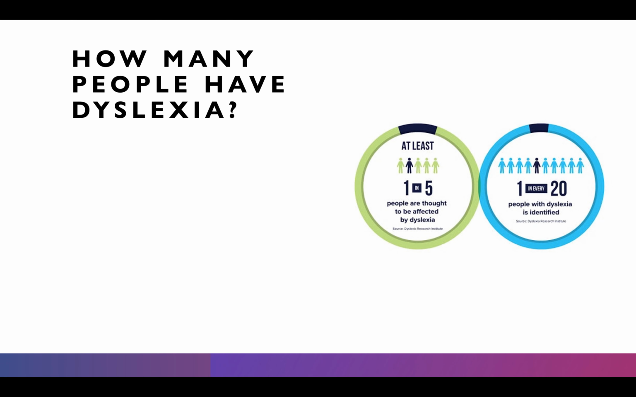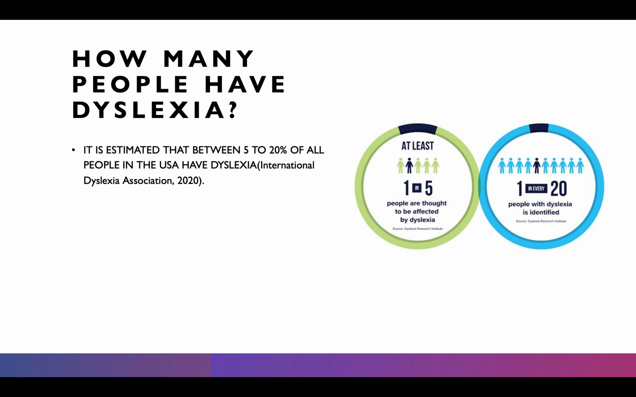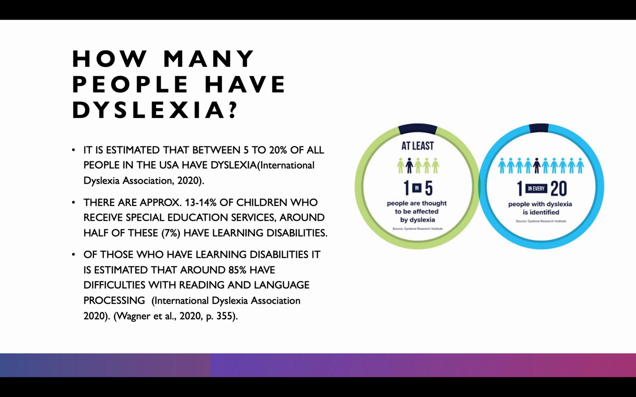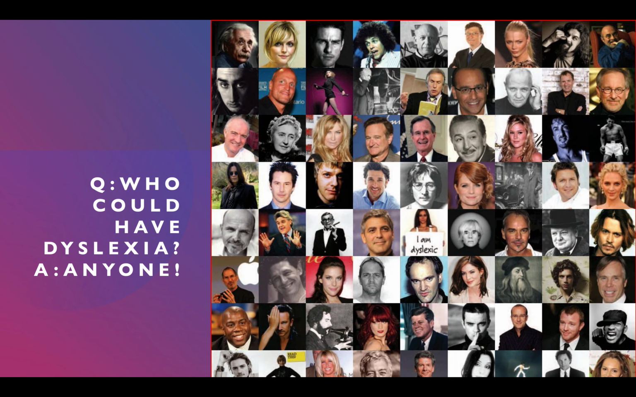So how many people have dyslexia? It's thought that there are around as many as a fifth of all people in the USA have dyslexia. There are approximately 13 to 14% of children who receive special education. Half of these have learning disabilities. And of those who have learning disabilities, it is thought that around 85% have difficulties with reading and language processing. Who could have dyslexia? Anyone.